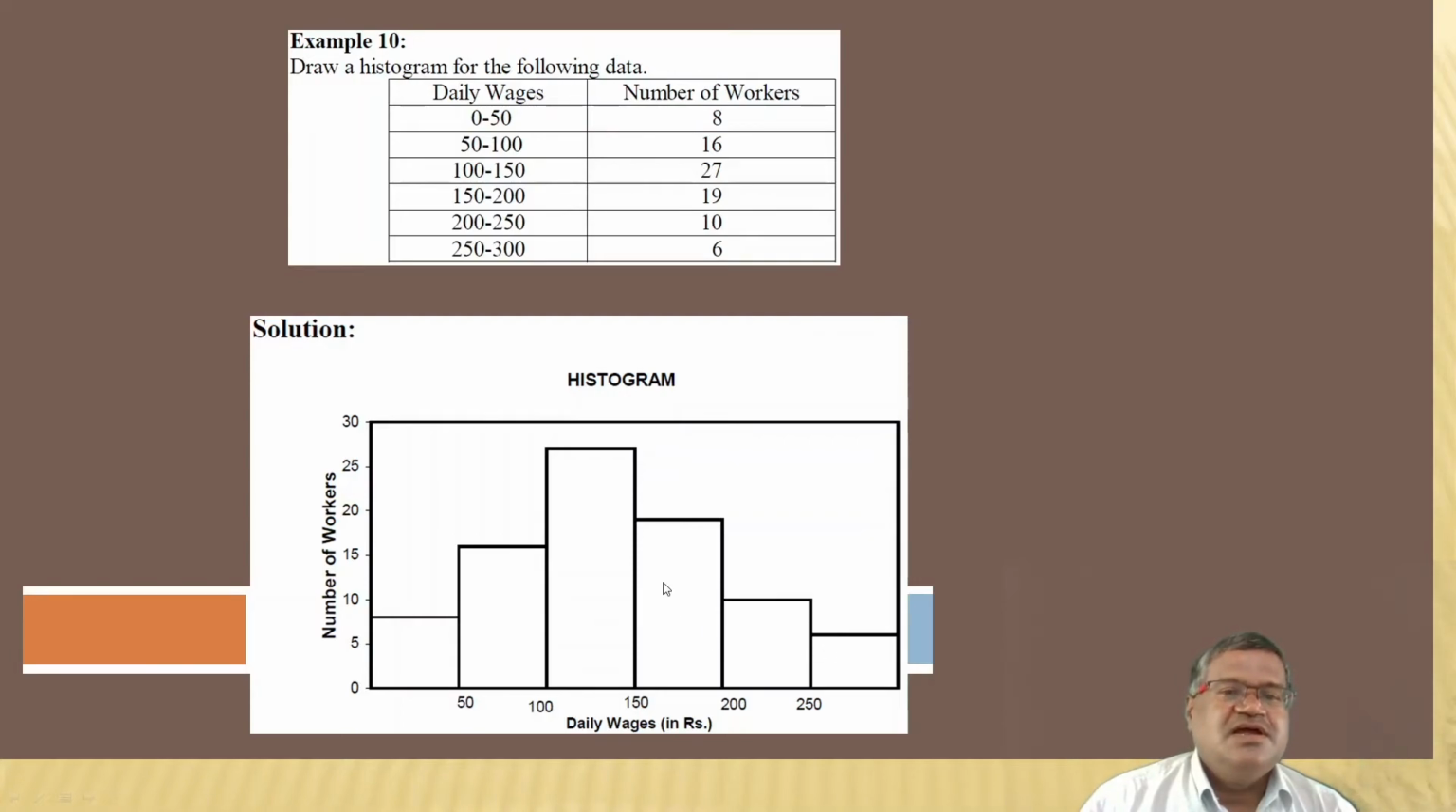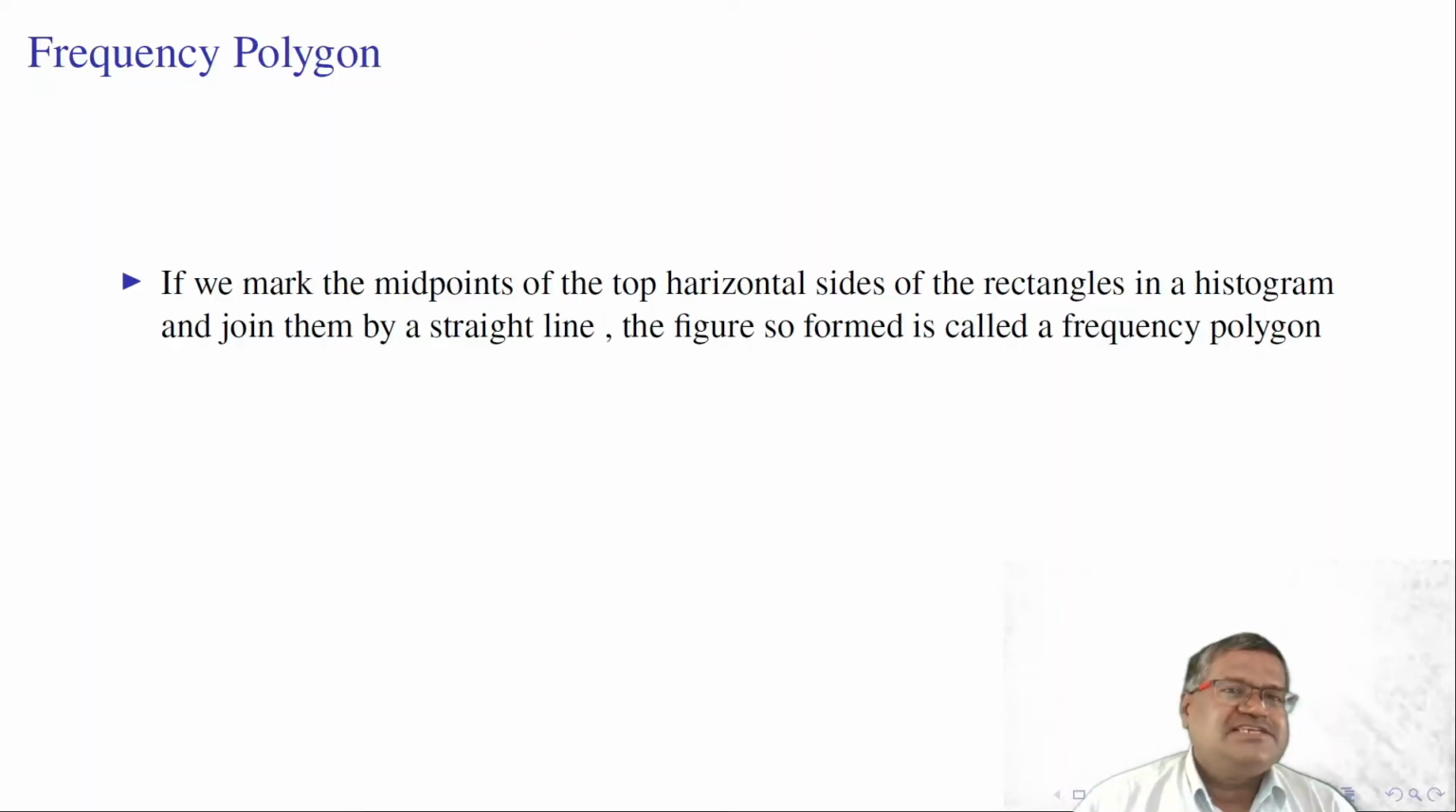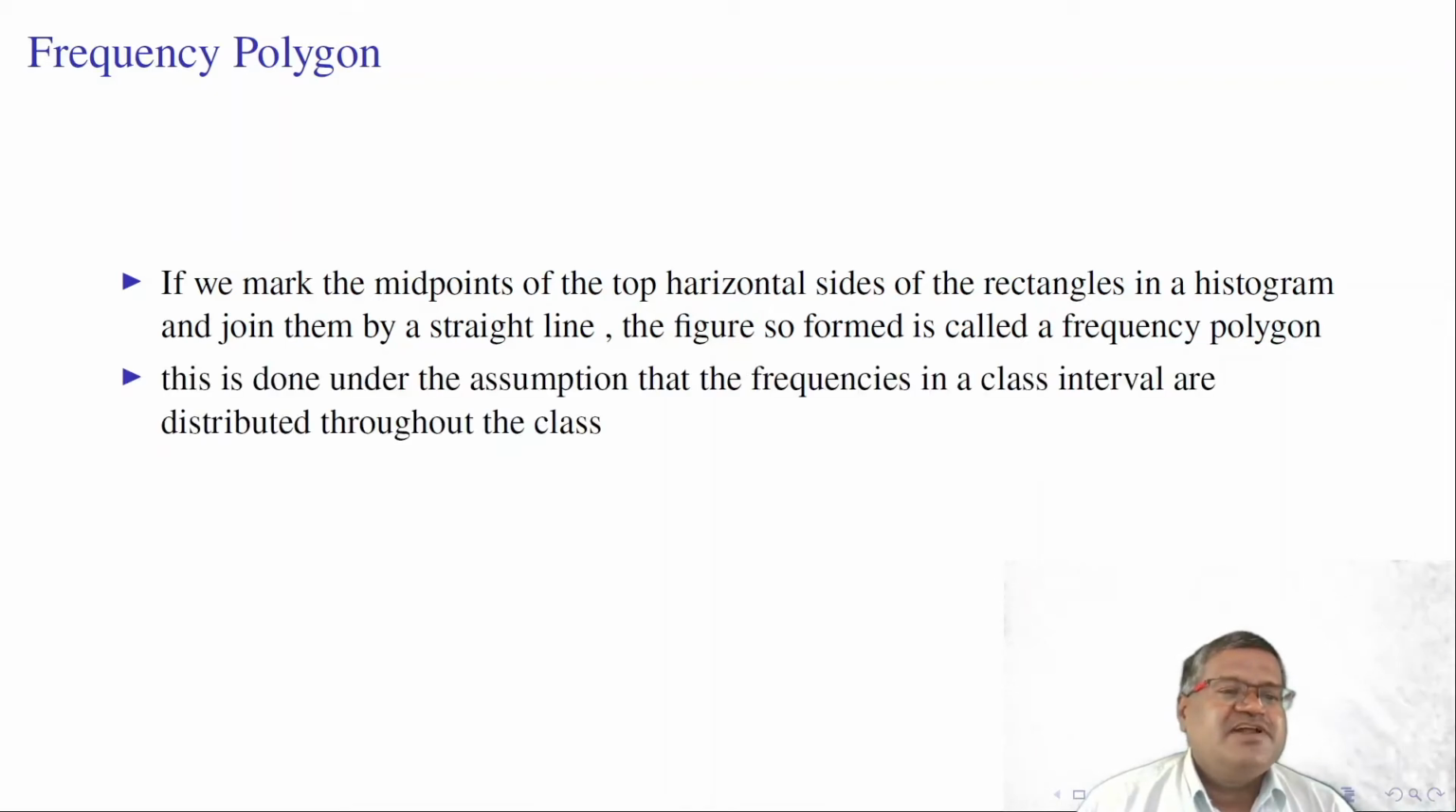This is called histogram. Next graph is frequency polygon. If we make the midpoints of the top horizontal sides of the rectangles in a histogram and join them by a straight line, the figure so formed is called a frequency polygon. Just identifying the midpoints of the histogram and joining them with a straight line gives us the frequency polygon.